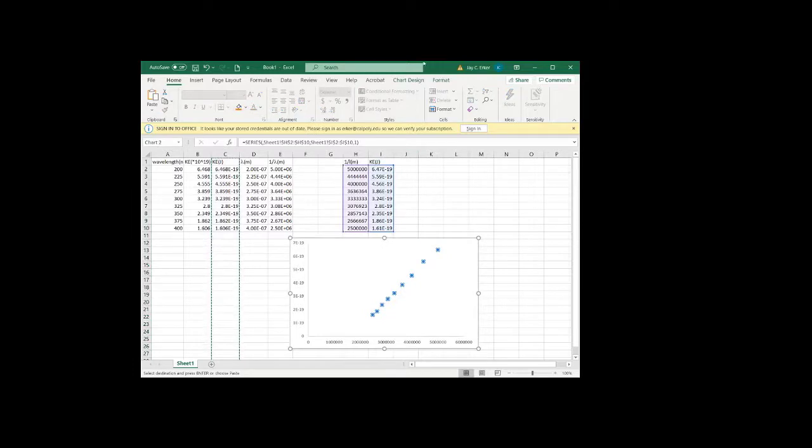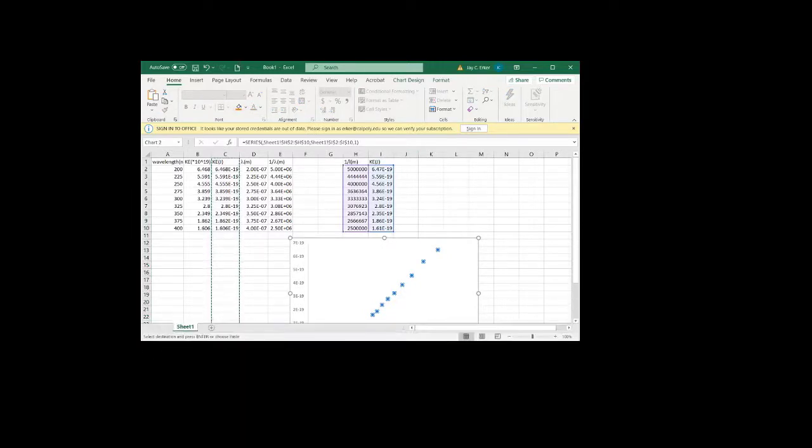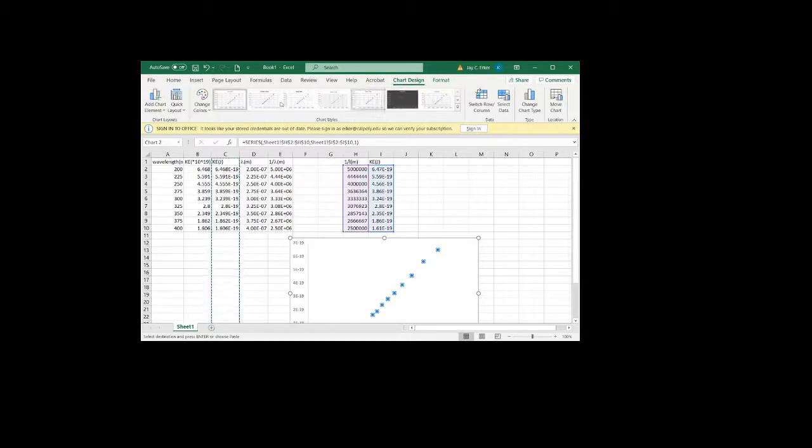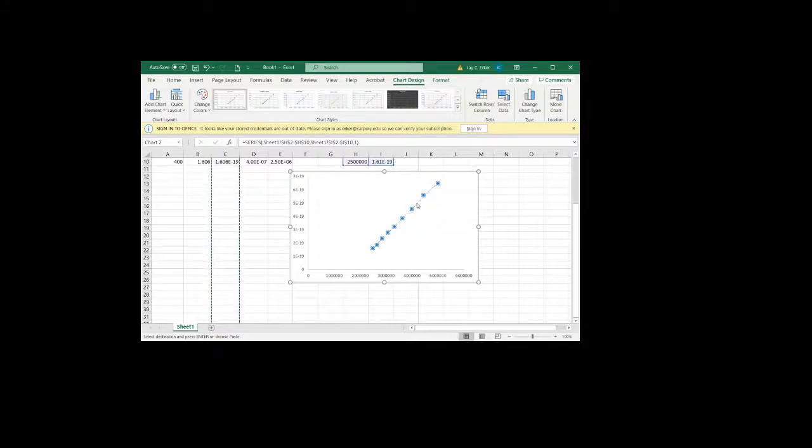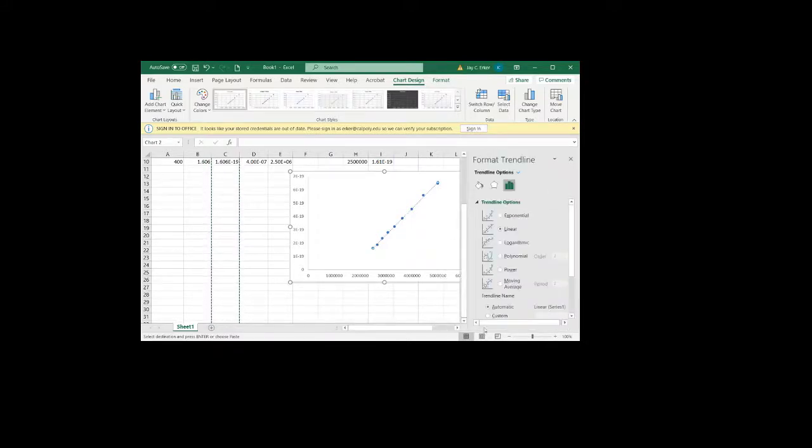We can then go ahead and go to chart design, add trend line, and we're going to do a linear trend line. I'm going to click on just the trend line, hopefully, yep. And I'm going to format the trend line. That's going to open up the secondary menu. I'm going to display equation, display r squared. And I want to do one more thing with that. I want to open up the label options.